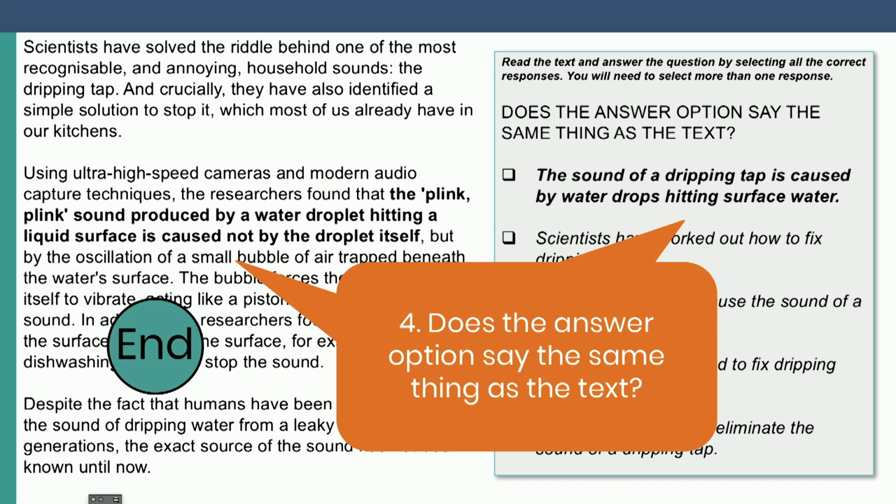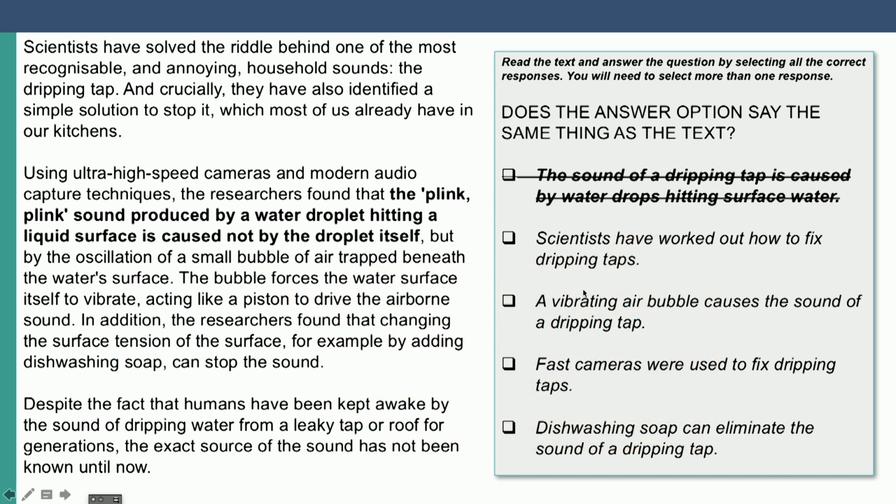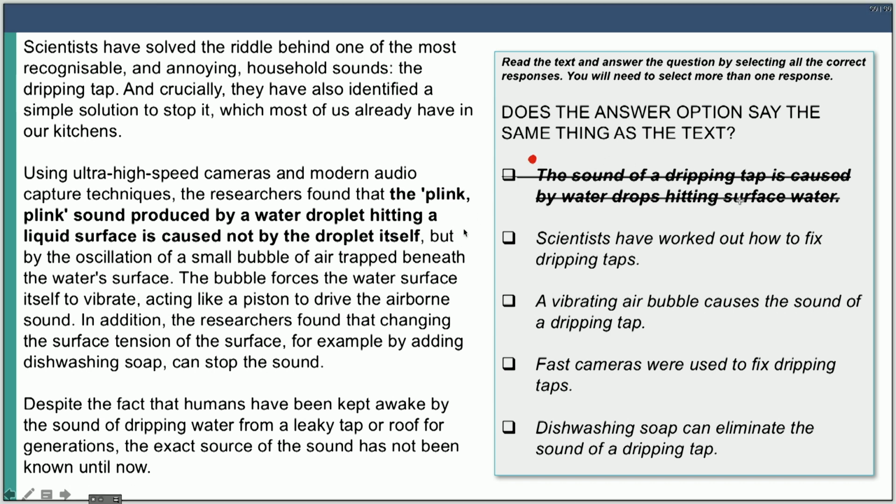Well, hopefully, your answer is no, they don't say the same thing. Let's read it again. This says, let me get out my pen here. The sound of a dripping tap is caused by water drops hitting surface water. So we've got some good keywords here like surface and water droplet. The plink plink sound produced by a water droplet hitting a liquid surface is caused not by the droplet itself. These two things, this contradicts the text. So we're going to leave it.